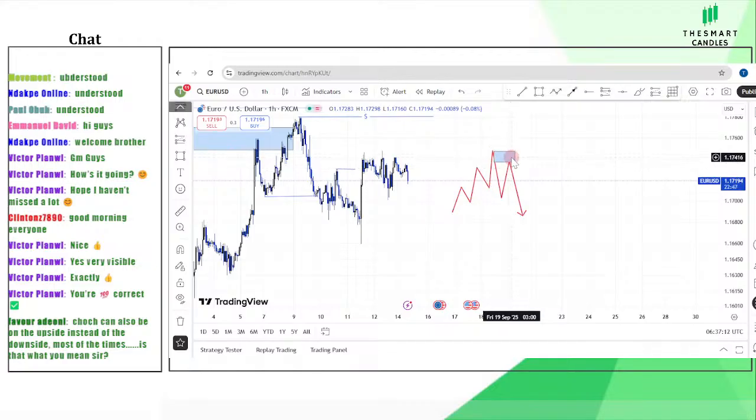And that is why you don't see me jumping into trade and jumping out of trade. My trade comes with clear decision making. So that's it. Change of character can either be to the upside or to the downside.